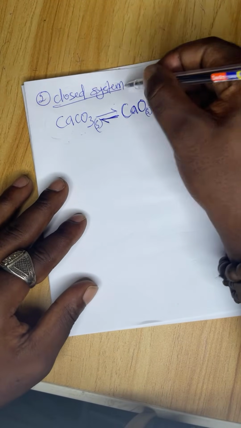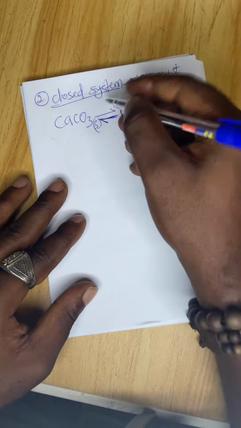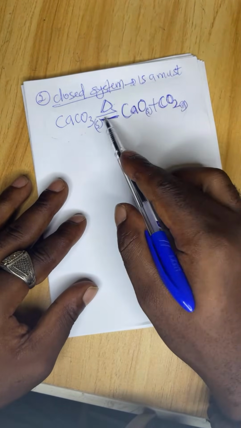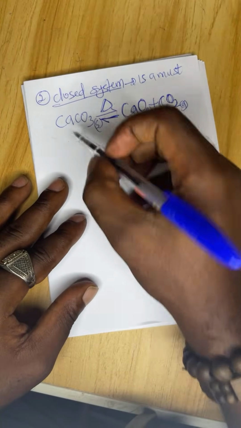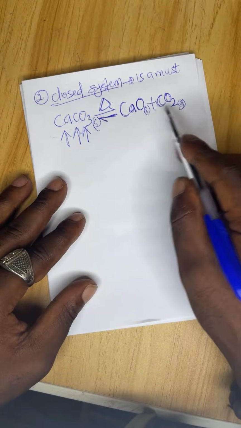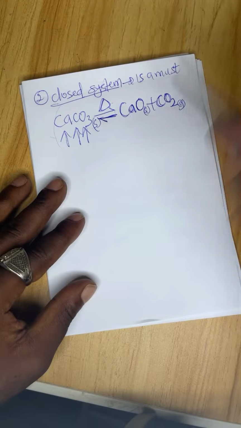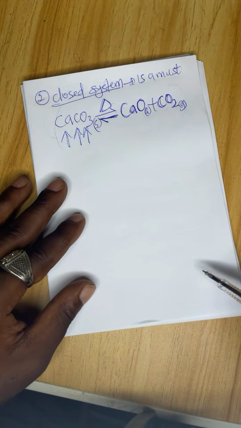Can you see why a closed system is a must? I told you that energy can be exchanged. You can only heat this reaction so that it forms CaO and CO2, and it must happen in a closed system so that this CO2 is not allowed to escape. Do you get this now?